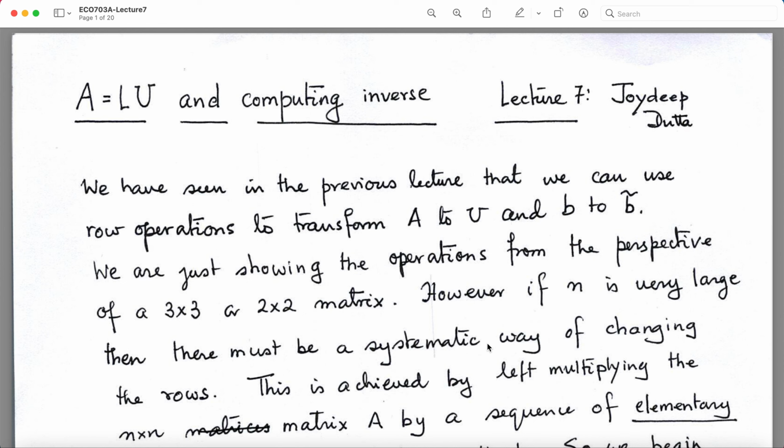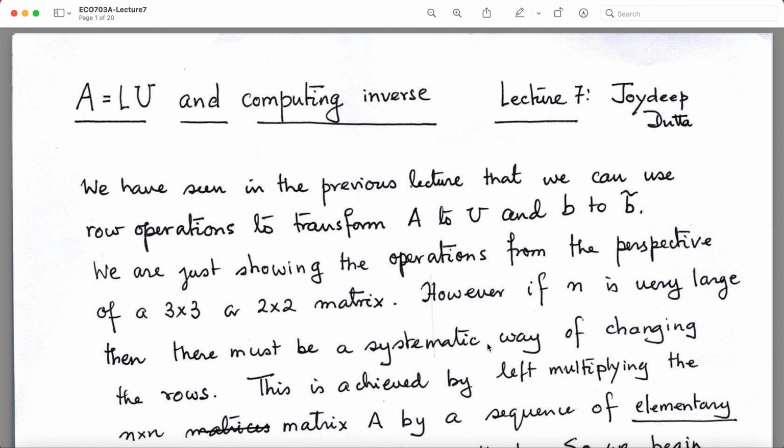Here we are getting deep into what I call the heart of linear algebra, solving the system Ax equal to b. What we have learned is that by some row operations you can reduce an n cross n matrix A to U, an upper triangular matrix, and then by a backward procedure, backward substitution as they call it, you can get the solution.